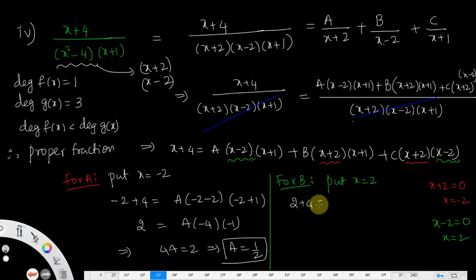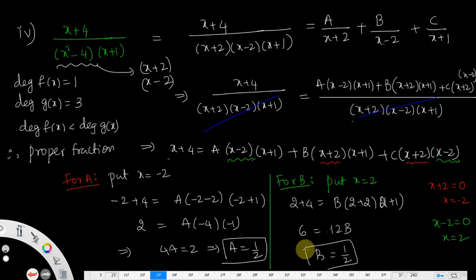In the LHS part, x plus 4 is there. That is 2 plus 4 equal to b into 2 plus 2 into 1 plus 2 plus 1. So 6 equal to 4 and here 3, 4 threes are 12. So that is 12b. So b equal to 1 by 2, again we got the same. Luckily got the same number.